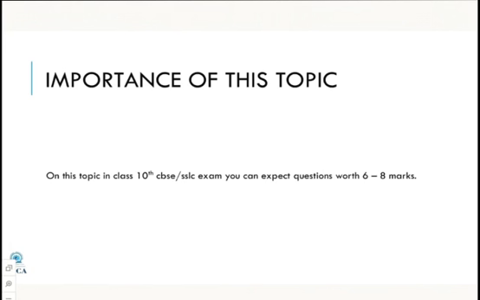Importance of this topic. On this topic, in Class 10th CBSE and SSLC exam, you can expect questions worth 6 to 8 marks.